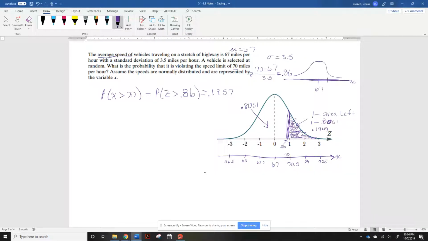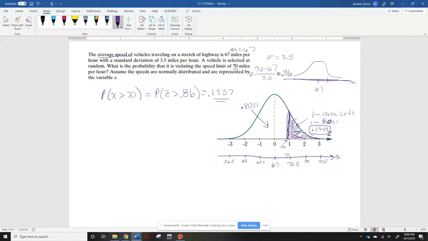Now remember, we did not get the exact same number right here as we got right here. Why is that? Because this is a rounded off number. It's pretty close: 0.1957, 0.1949. It's a round off error. If we go back and look at that number, we rounded that up from a 5, so it was 0.857. If we change that number, it would get a little bit closer.